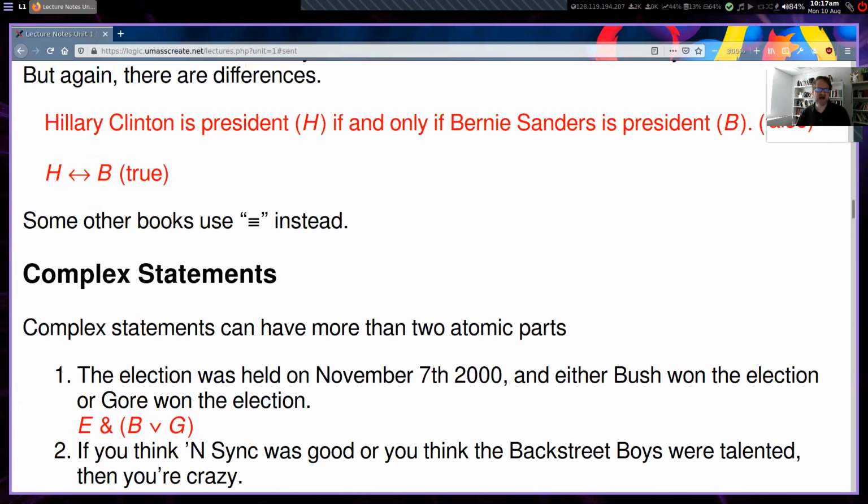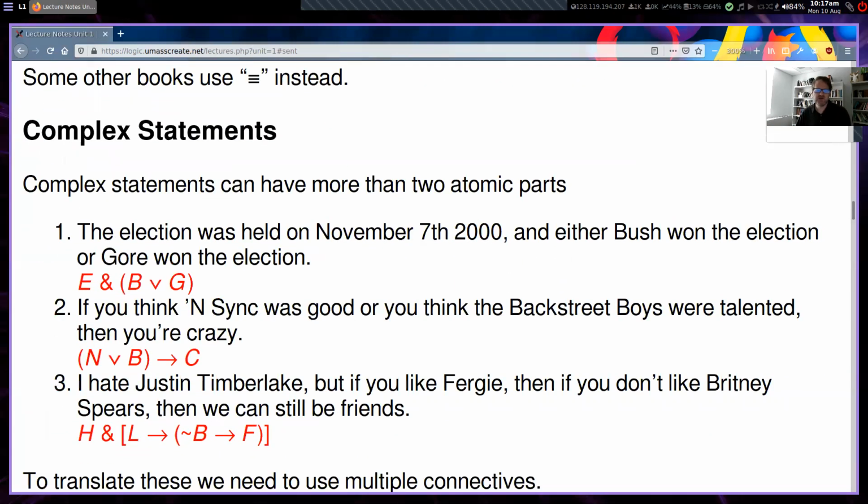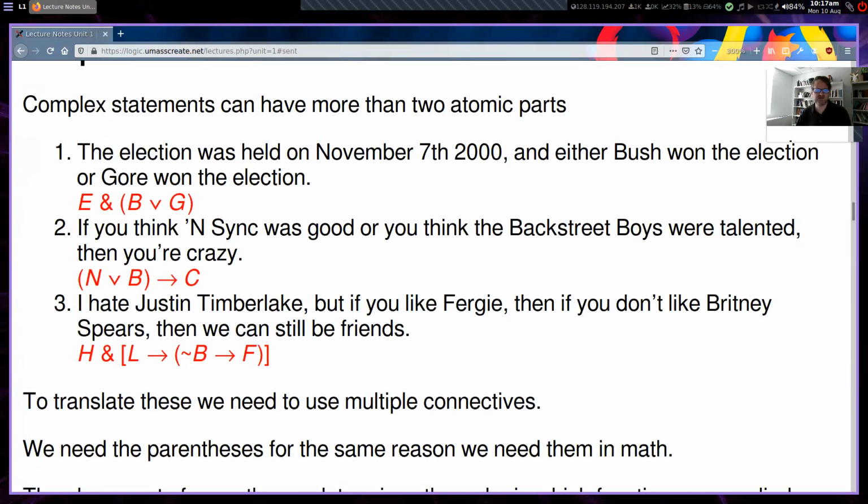So we're going to use these signs to form molecular statements out of atomic statements, and we can form them using more than 2 atomic parts. We can combine them together, just like you can take a plus sign and then take the result of that addition and then subtract something from it. You can take a disjunction and then take that disjunction and make a conjunction with it, right? That happens in this example. The election was held on November 7th, 2000, and neither Bush won the election nor Gore won the election. I write that as E ampersand in parentheses B or G.